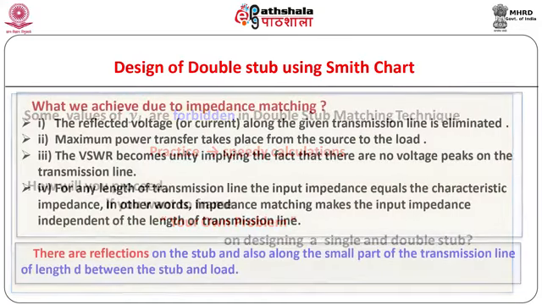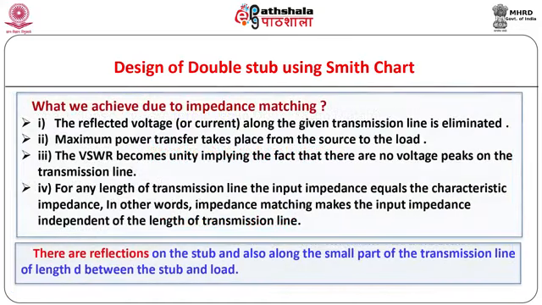Just think. We know that due to impedance matching, the reflected voltage or current along the given transmission line is eliminated. Maximum power transfer from the source to the load is also achieved. The VSWR becomes unity, implying the fact that there are no voltage peaks on the transmission line. Due to impedance matching for any length of transmission line, the input impedance equals the characteristic impedance. In other words, impedance matching makes the input impedance independent of the length of transmission line.